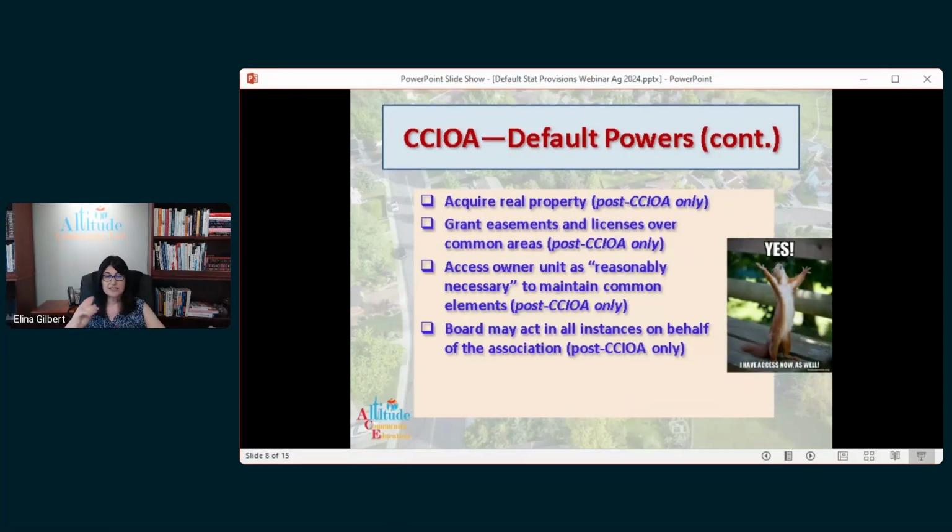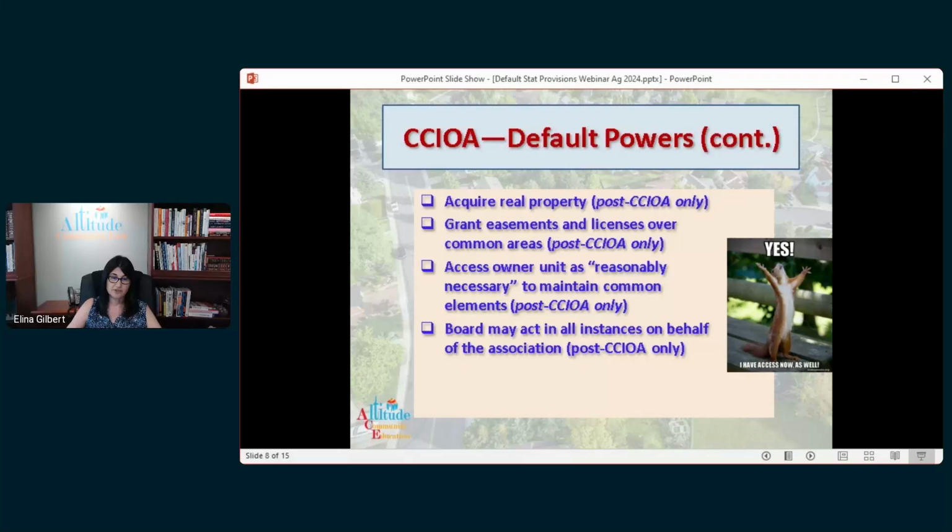All right, this next set of powers is for post-CCIOA communities only. When is it post-CCIOA? It's after July 1, 1992, on or after July 1, 1992. By the way, what has to be July 1, 1992? How do you know when the association was actually created? Most people go and say, hey, it's when the Articles of Incorporation were filed. And that's actually not the correct answer.